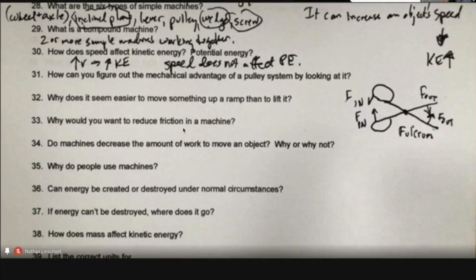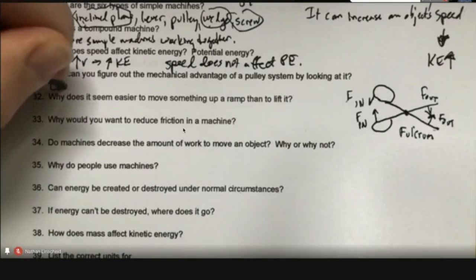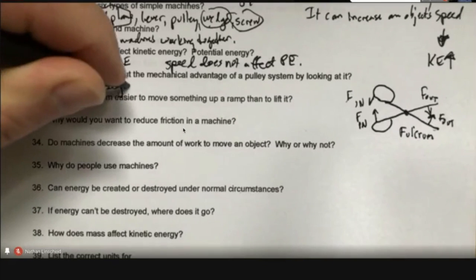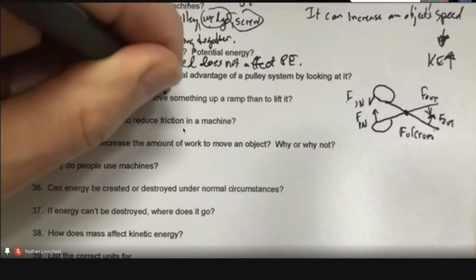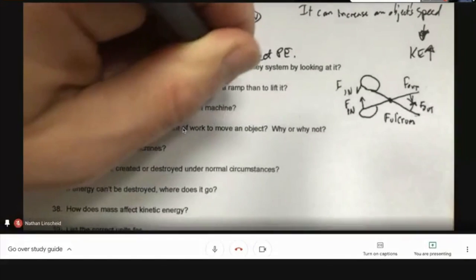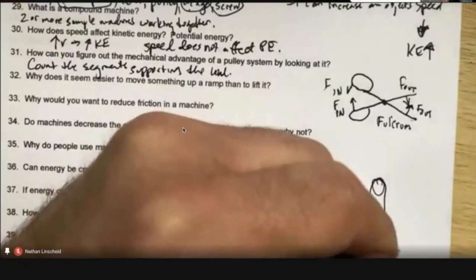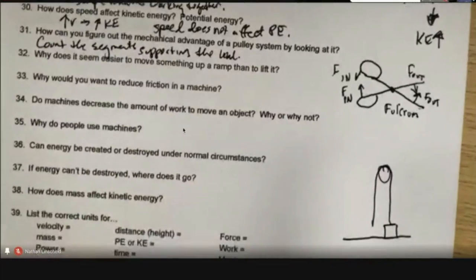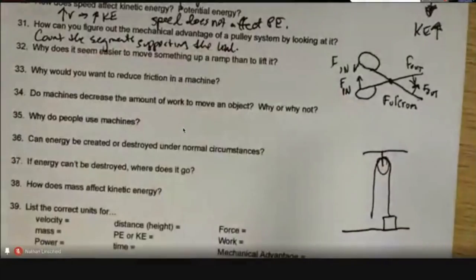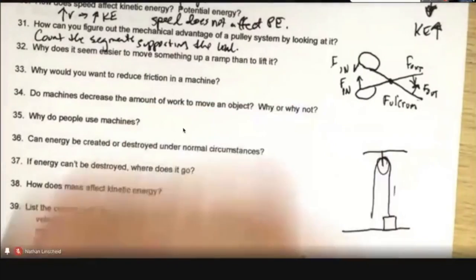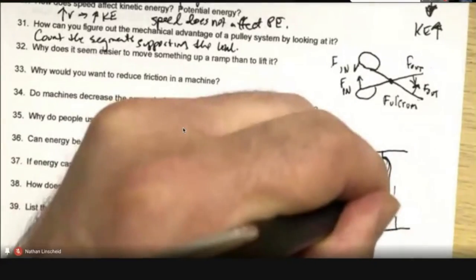All right, number 31, how can you figure out the mechanical advantage of a pulley system by looking at it? You just count the segments supporting the load. All right, so for example, okay, in this case here, I would have, say, a fixed pulley, right? There's only one segment that's supporting that weight. When I pull down, this rope is not supporting or lifting up the weight.